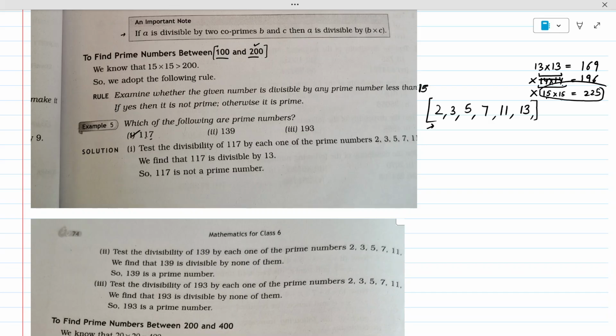Now let us try this with 3. For 3, the simple thing is to add all the digits: 7 plus 8 plus 9 is 9, and 9 is a multiple of 3. That means this number is divisible by 3 here.